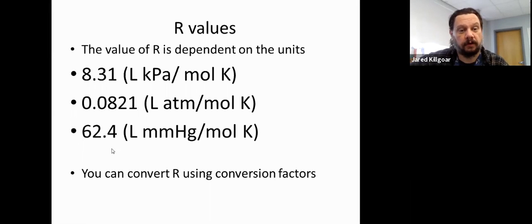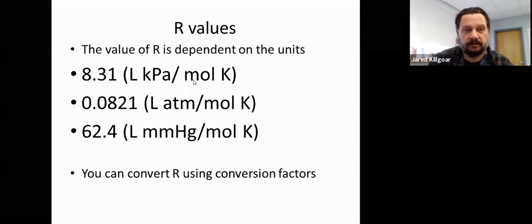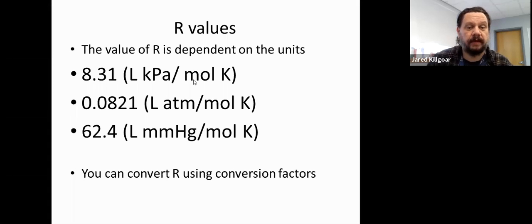Now, you could convert R to anything. If you had R in pascals or milliliters or centimeters cubed or grams, you can convert R, or you can convert your units into the units of R. So if you had grams of a gas, you would convert to moles of a gas. If you had milliliters of a gas, you would convert to liters of a gas, etc. Or you can convert the value for R as well.